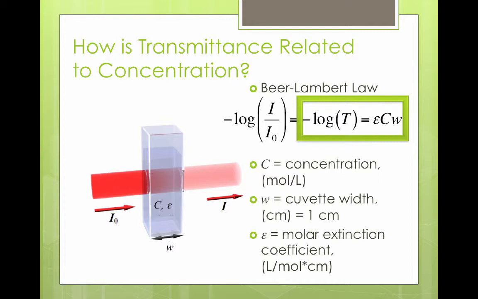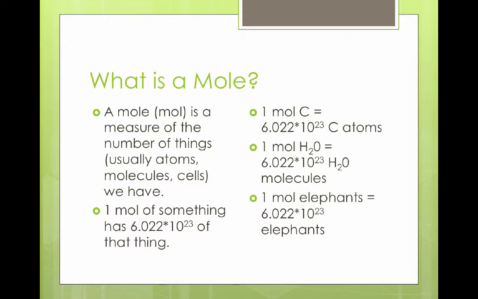And it has units of liters per mole times centimeter, just to make everything cancel out and make that part of the equation unitless. Now, moles might be something that you're not familiar with. What is a mole? A mole is basically just a measure of the number of things that you have. Usually it's atoms or molecules or cells or whatever smallest unit of something that you have. So 1 mole of something has 6.022 times 10 to the 23rd of that thing.